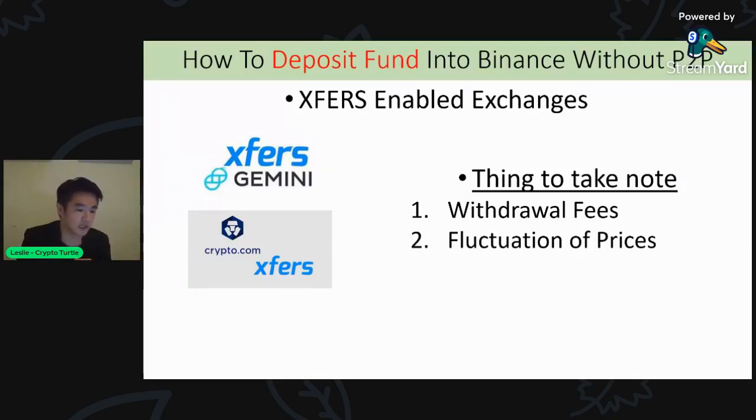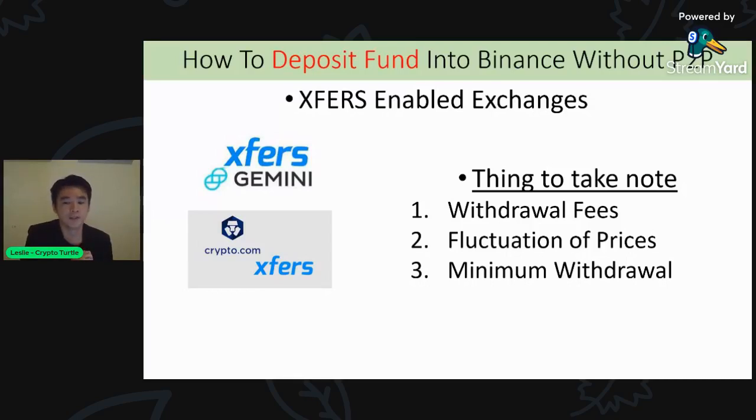Of course, there could also be minimum withdrawal as well. Meaning to say, some coins have a minimum withdrawal. For example, you need to withdraw a minimum of 0.001 Bitcoin, for example again, right? So this is something you need to take note of as well.